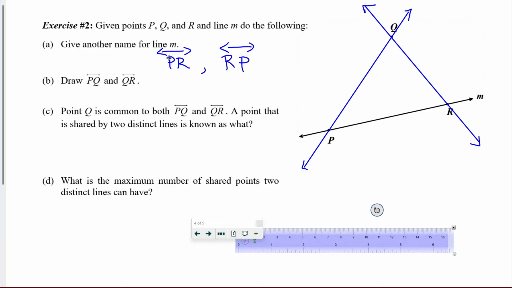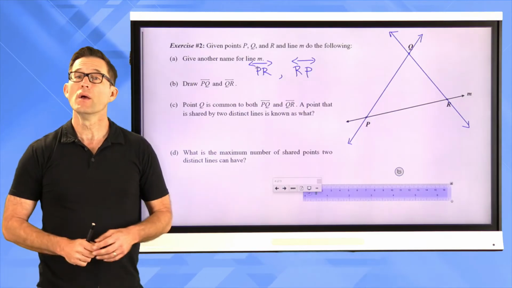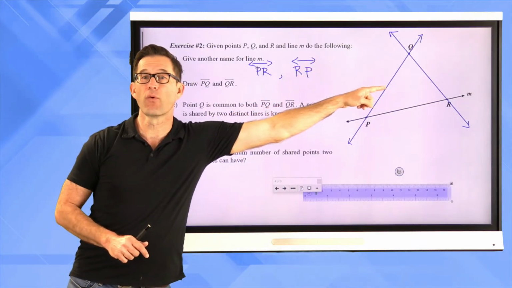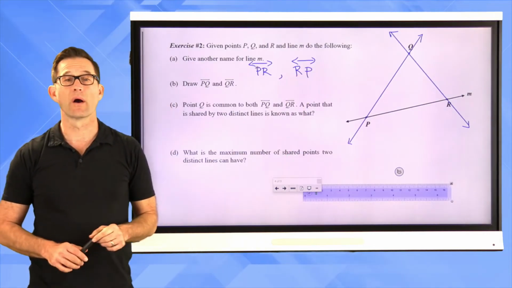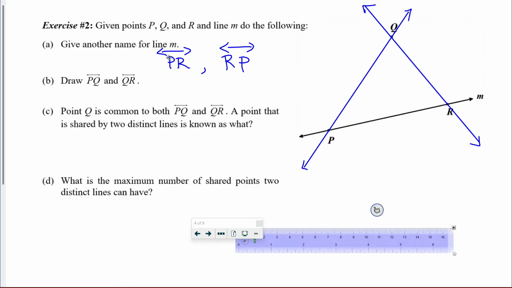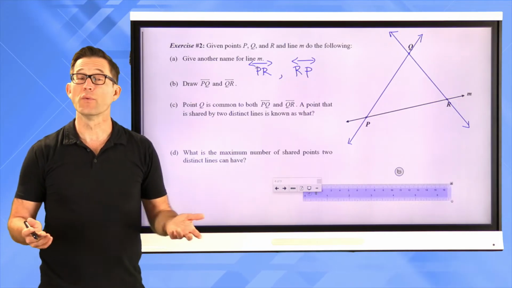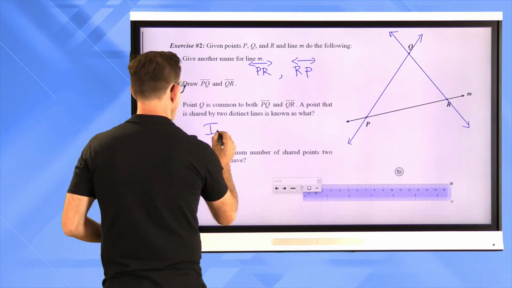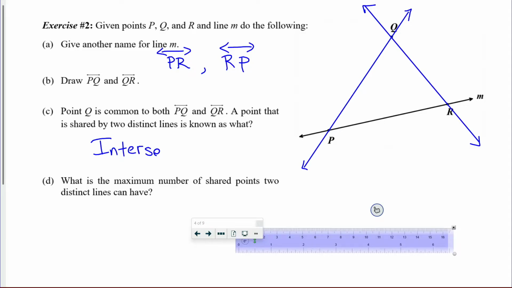Point Q is common to both line PQ and line QR. A point that is shared by two distinct lines is known as what? All right, so what is this point considered for line PQ and line QR? It's got a name, I bet you remember it from algebra. All right, it's known as an intersection point. We can call it an intersection point, or we can just call it an intersection.